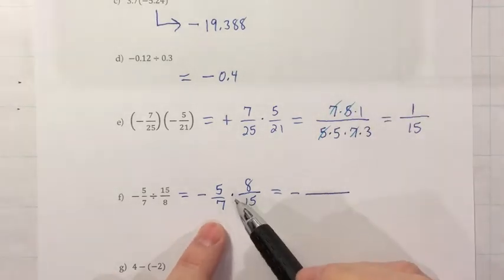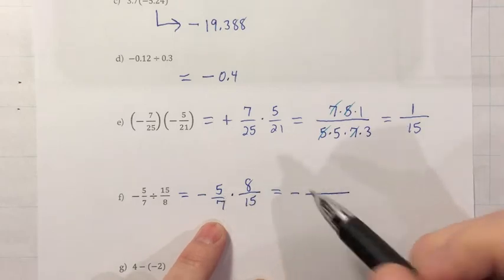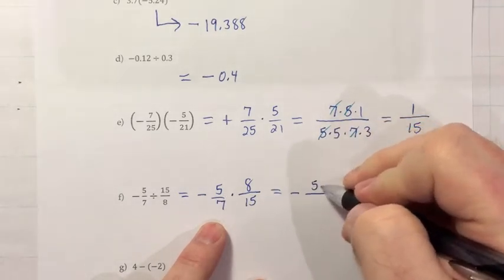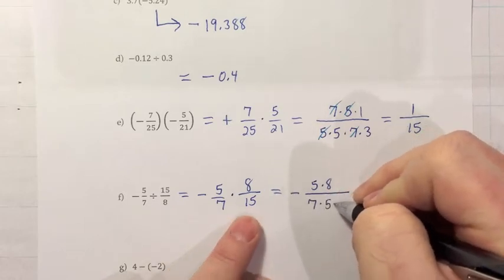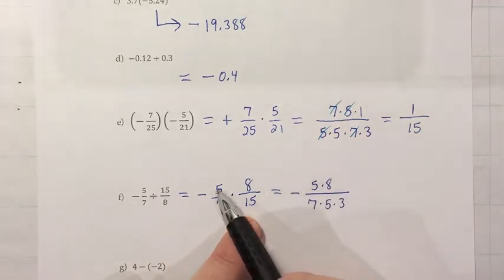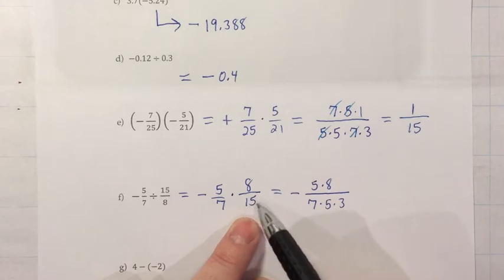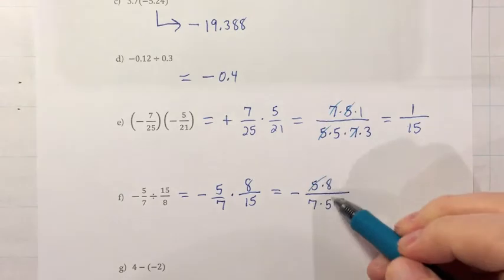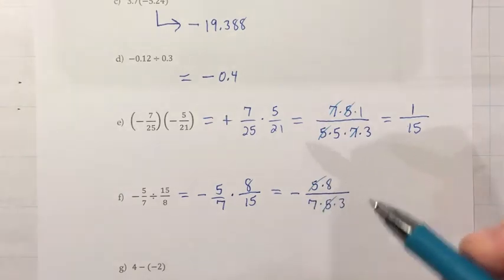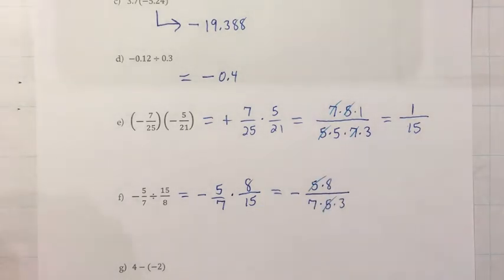I'm thinking about cancellation. The 5 will go into the 15 3 times. So I'm going to write 5 times 8, and 7 times 5 times 3. Since it's my intention to cancel the 5 with the 5 in the 15, I just want to reveal the 5 and the 15. Again, notice I didn't factor the 8.